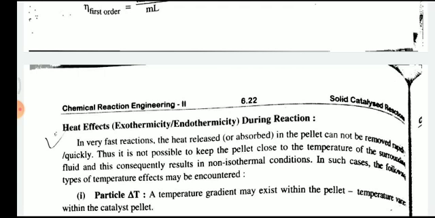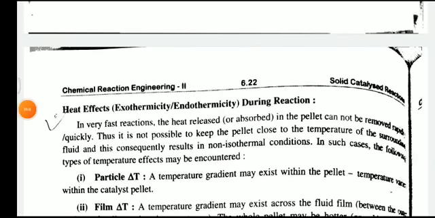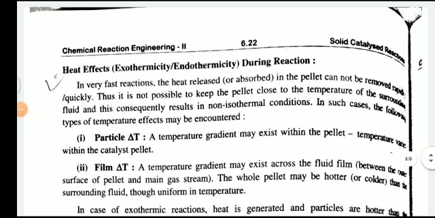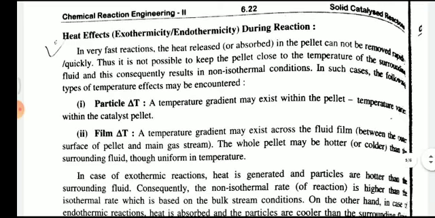In very fast reactions, the heat is released or absorbed. In the pellet, heat cannot be removed rapidly or quickly. So it is not possible to keep the pellet close to the temperature of the surrounding fluid, and this consequently results in a non-isothermal condition, such as the following types of temperature effects that may be encountered.